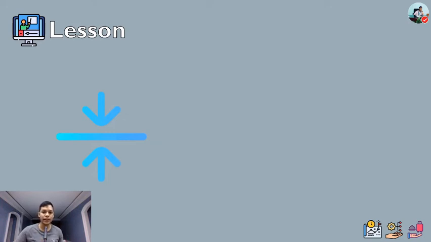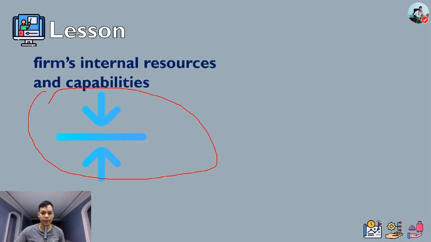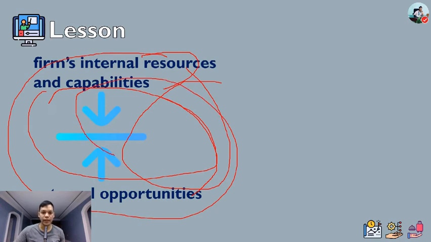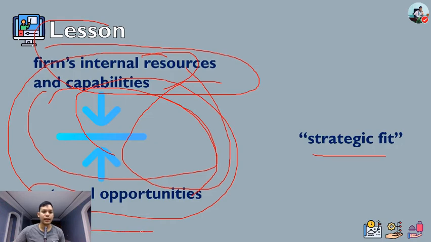This analysis was initially developed by Albert Humphrey from Stanford University, from the perspective of providing firms with a framework to assess their resources and capabilities so opportunities could be tapped. So the design means an alignment between the firm's internal resources and capabilities and the external opportunities. These two areas must be aligned. The alignment of these two is called strategic fit.